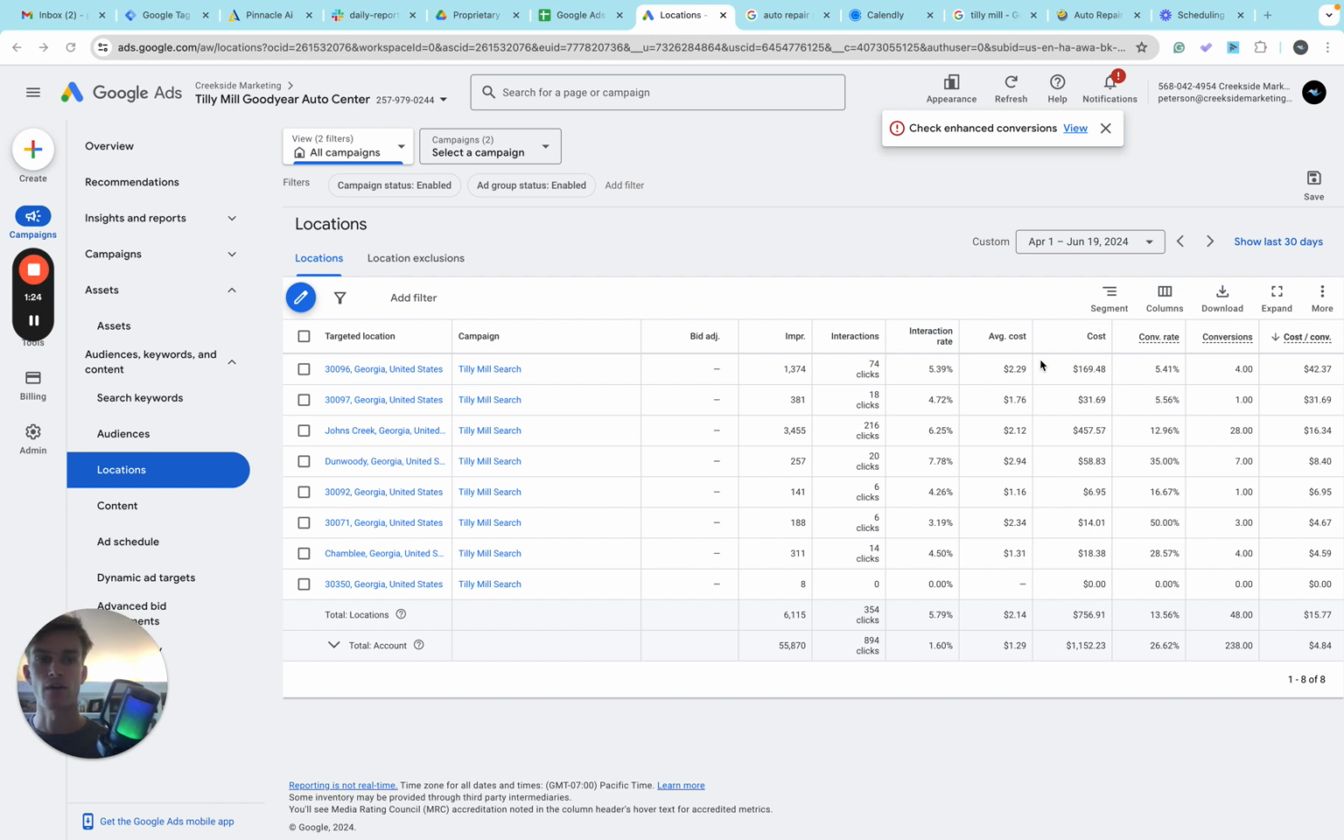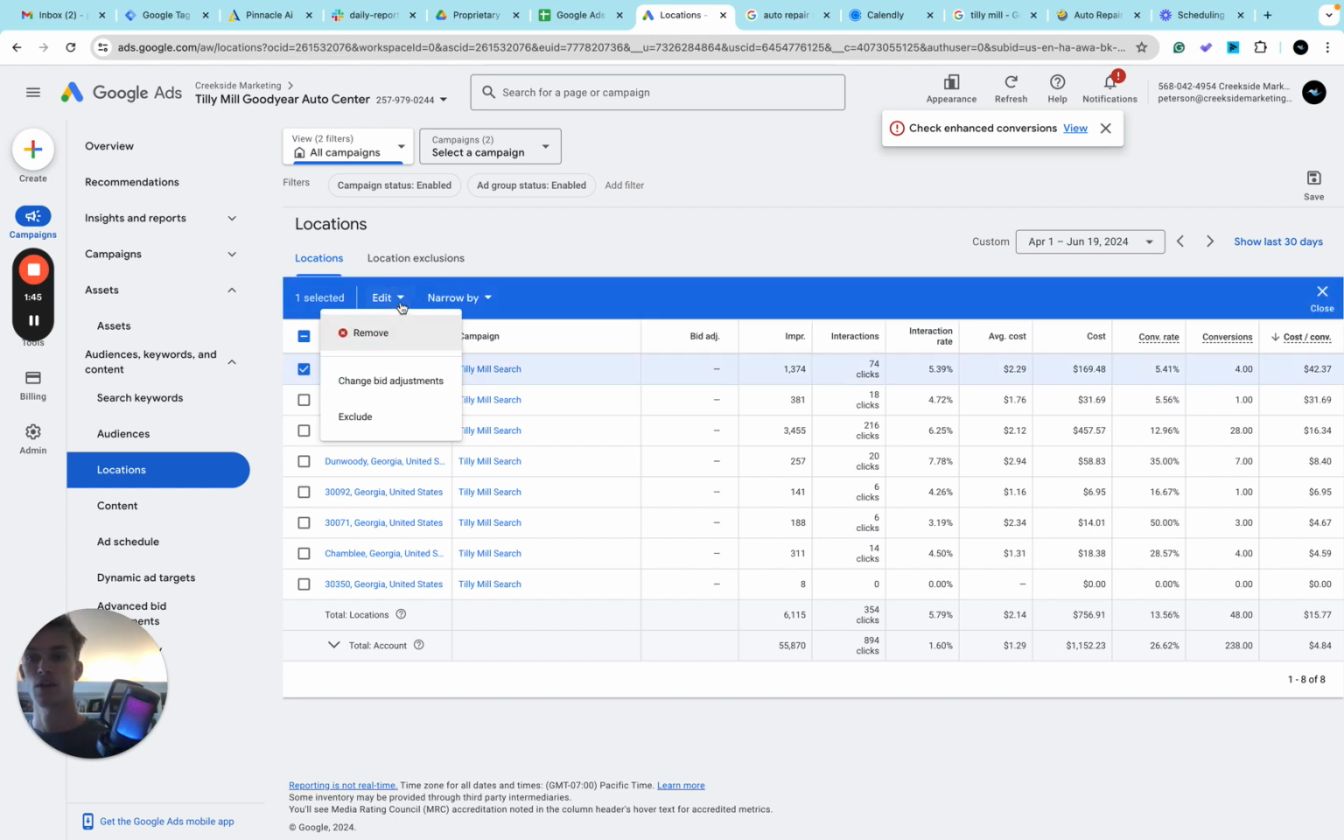So out of all of the locations that we are targeting, this is one that is not performing very well. As you can tell, it's getting a significant amount of impressions, significant amount of clicks, and statistically relevant enough conversions for us to decide that this cost per conversion is too high. So what we will do in order to remove this is simply select the checkbox, click edit, and then click remove.